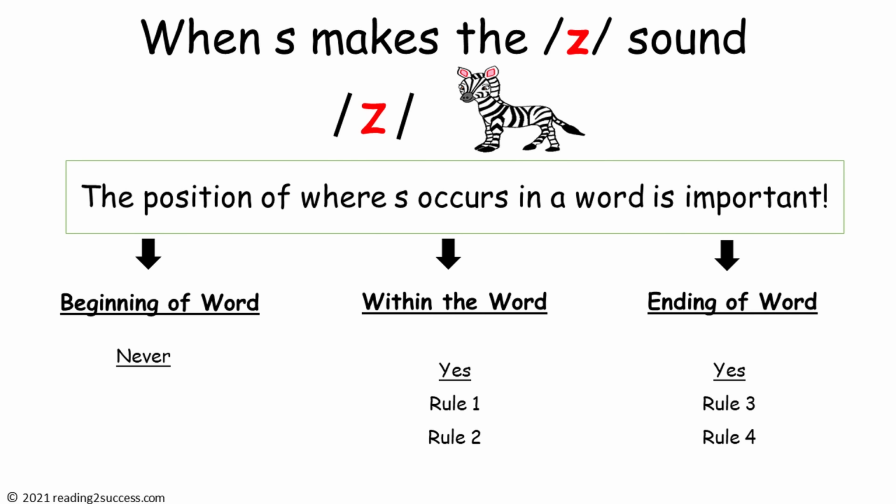The position of where S occurs in a word is important. If it is the first letter of a word, the beginning of a word, it will always make the S sound and never make the Z sound. But when the S appears within the word or at the end of a word, it can make the Z sound. And we are going to look at those 4 rules in this video.